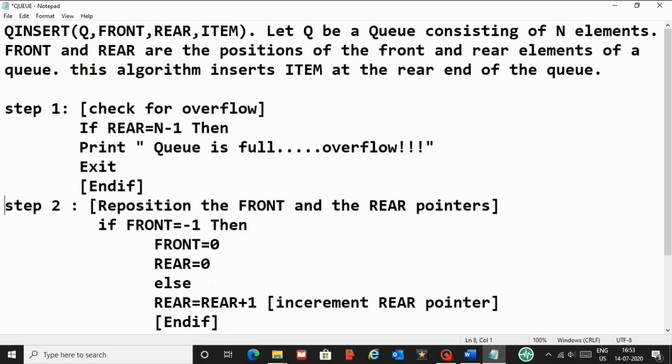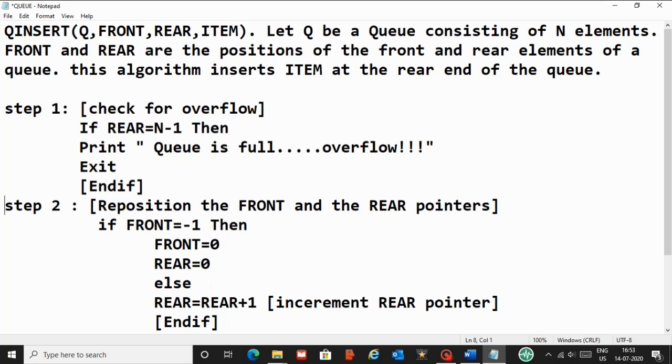So if front is equal to minus 1, front would be minus 1 only for an empty queue. If there is at least one element in the queue, front will not be minus 1. So then what will I do? If this is the first element, I should make both front and rear point to the 0th location, right? And then only I can insert. So I am making it there.